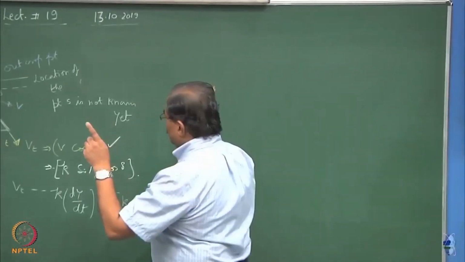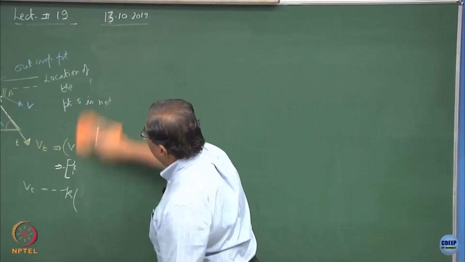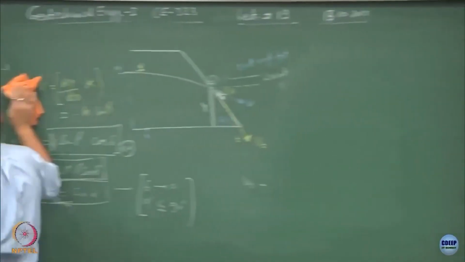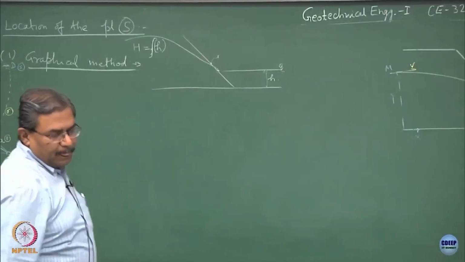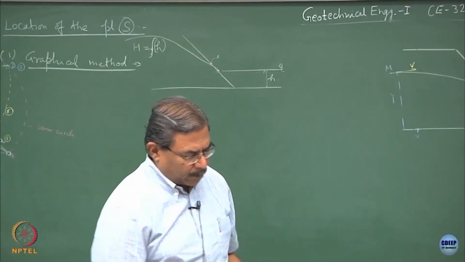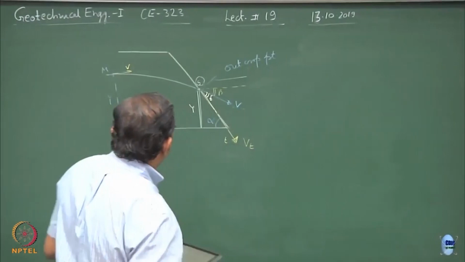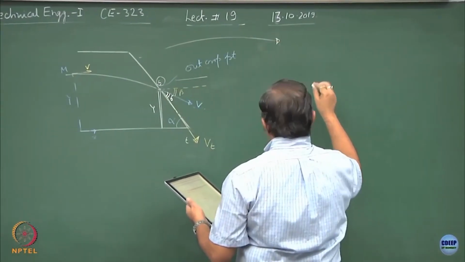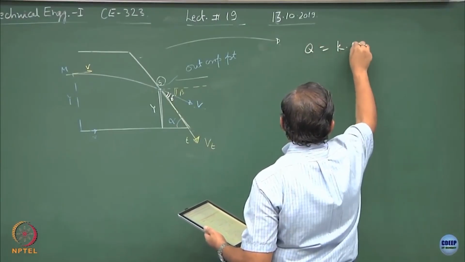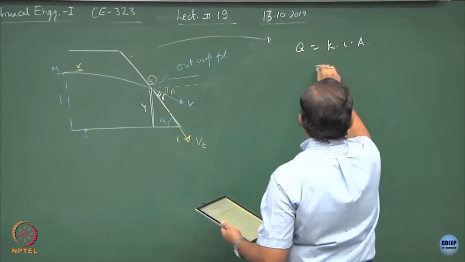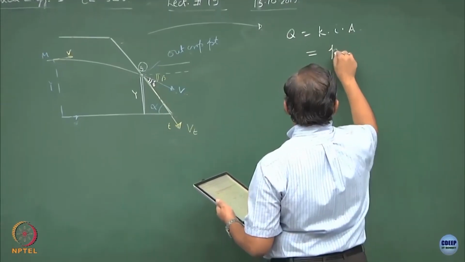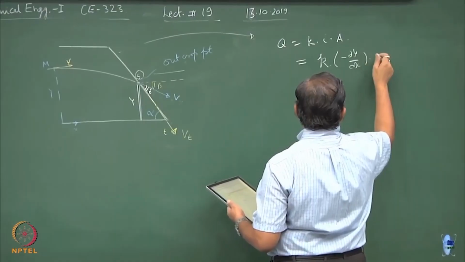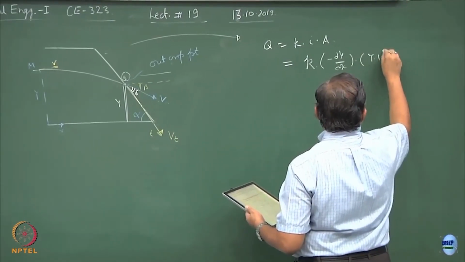Fine. So, let us do now the analytical solution to obtain the outcrop point. In this figure, if I write that Q equal to K into i into A, this will be equal to, let us say, K del y by del x into area, y into 1.